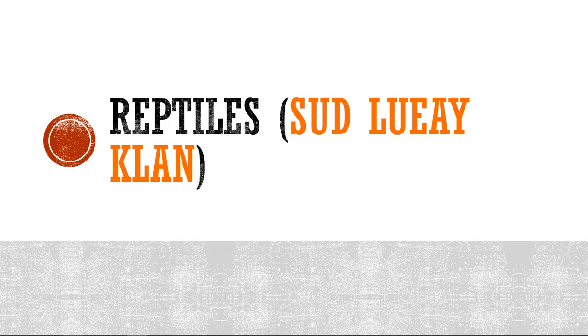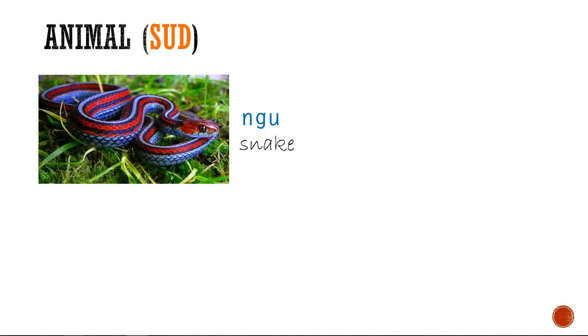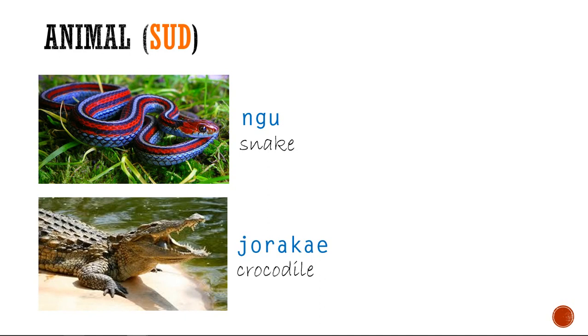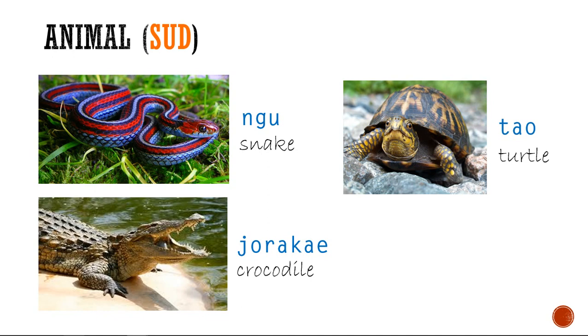Let's see the animals that are reptiles. We call สัตว์เลื้อยคลาน. งู, this one, the sound might be hard for you guys. I used to teach my friend and it was very hard for her to say ng. Ng. Okay, but this one is called ngu. Snake. Jarake, crocodile. Tau, turtle. Gob, frog.